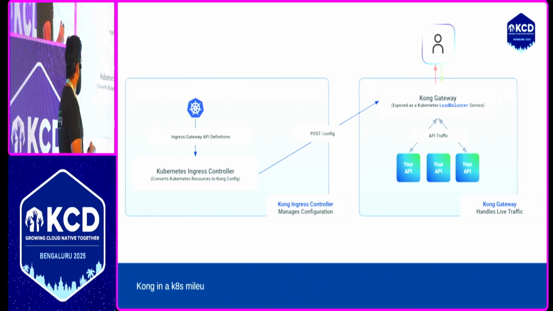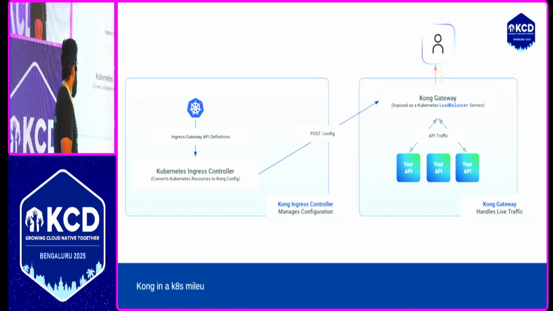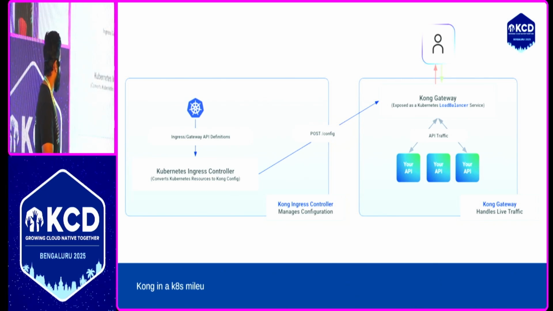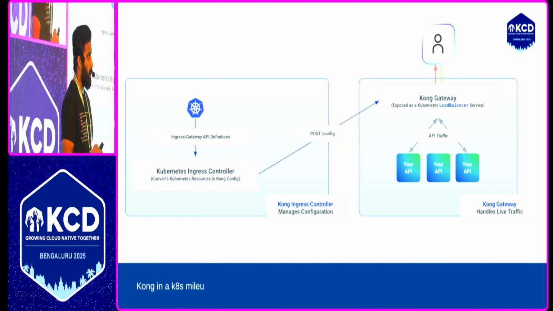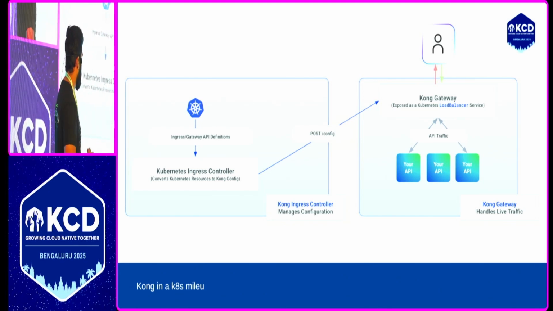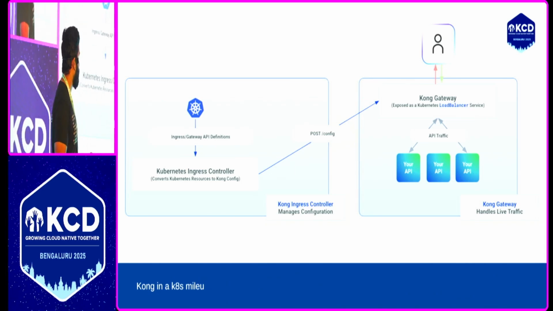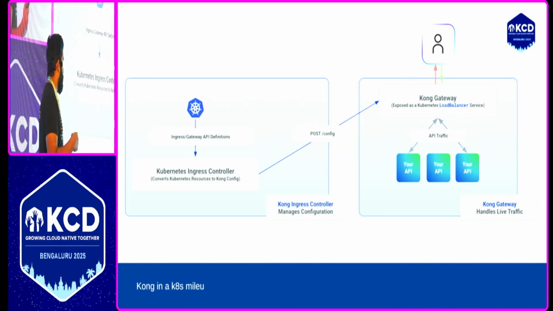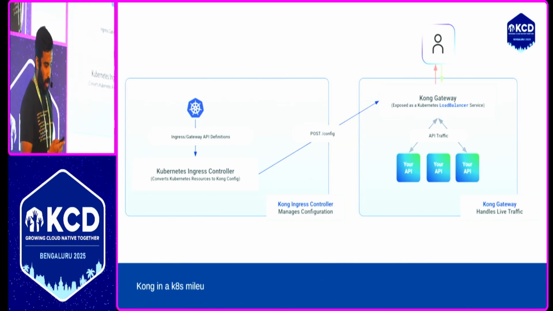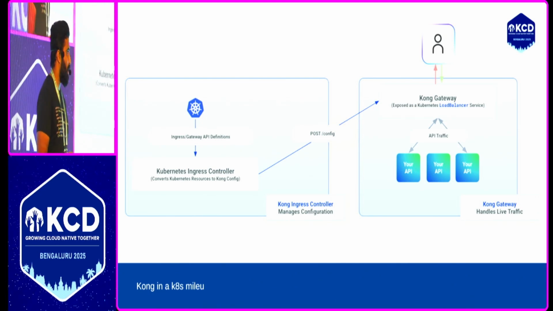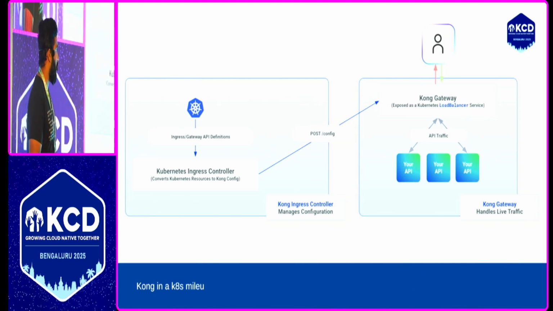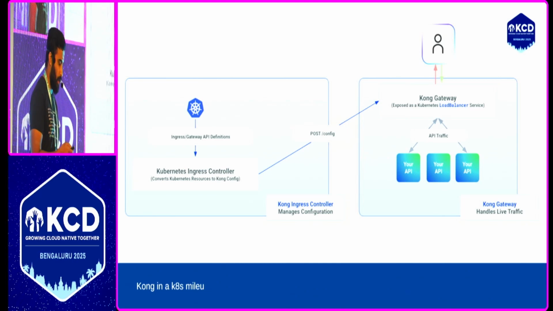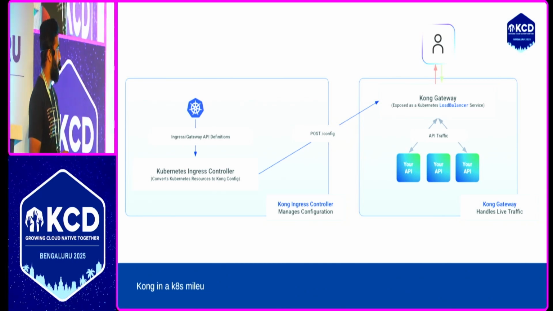So whenever an administrator configures an ingress or a Gateway API configuration or definition, that is picked up by the ingress controller, which then converts it to the implementation specific configuration. In this case, it converts it to the Kong configuration and then updates the Kong gateway with that configuration, which then actually serves the traffic. So any ingress or gateway API that is created is essentially just creating an API gateway under the hood. The other implementations of the ingress controller or the Gateway API controller generally work on the same premise.